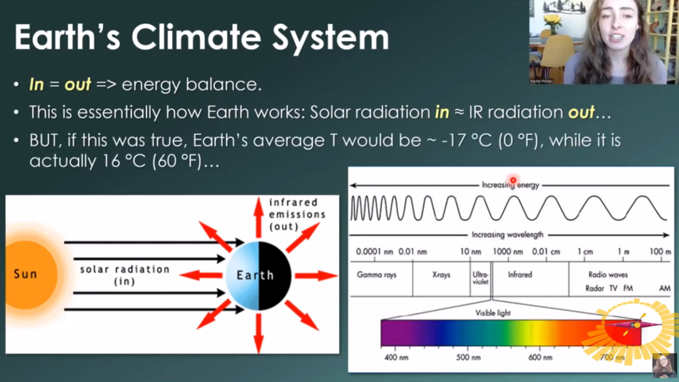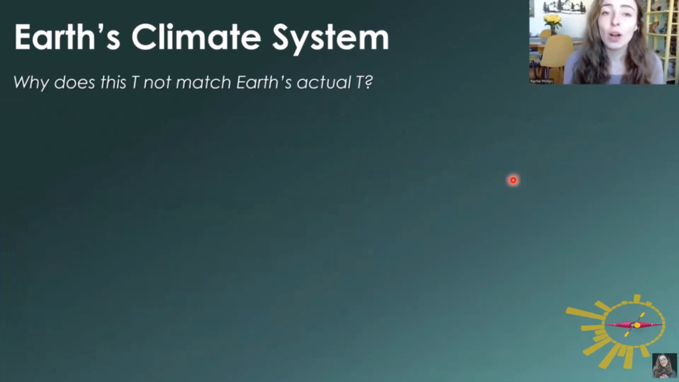Not necessarily. If this were the case and the in of energy equaled the out of energy for Earth, Earth's average temperature would be about negative 17 degrees Celsius or 0 degrees Fahrenheit and remain constant. But its current actual average global temperature is about 16 degrees Celsius or 60 degrees Fahrenheit. So why didn't this work?